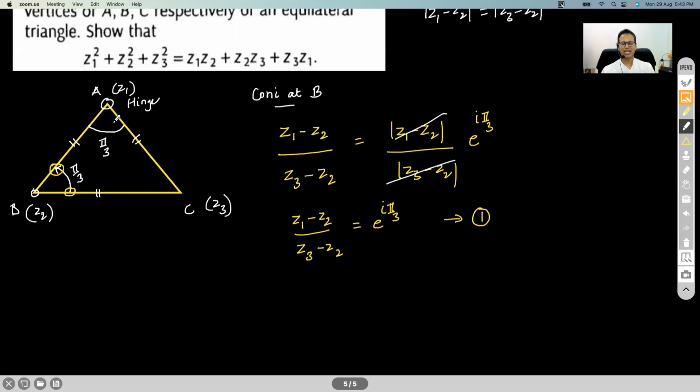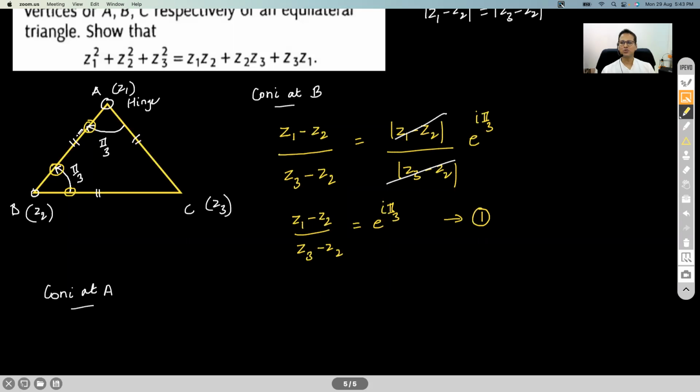Now Nikita, please assign a direction to this angle. Whether you want to take clockwise or anti-clockwise, which direction you want to take. Okay, for a change, and good that you have taken a different direction. So Nikita has taken a clockwise direction. Correct? Now let us write Coni at A. Now this is my head of the arrow.